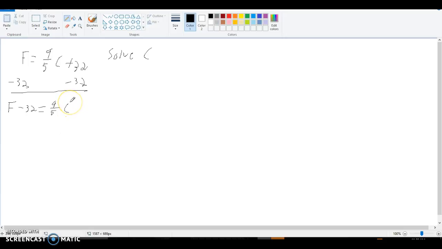So we now see that we have a fraction with Celsius. So we want to multiply both sides by the reciprocal of 9/5, so 5/9. We're going to do that on this side as well. And we get the answer of C equal to this, and that's how you would find your degrees in Celsius.